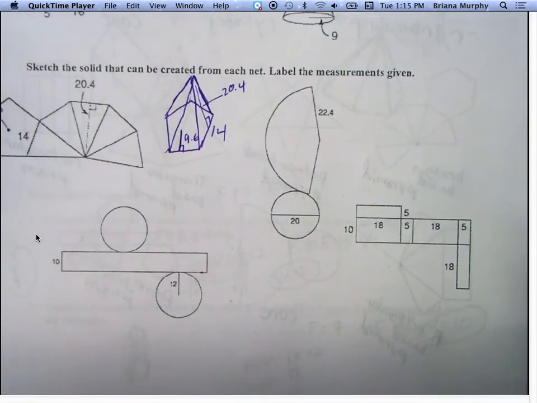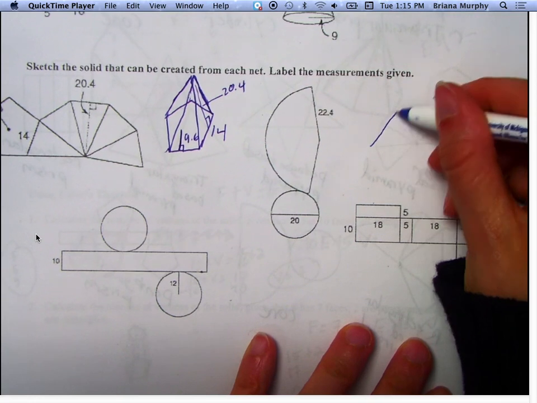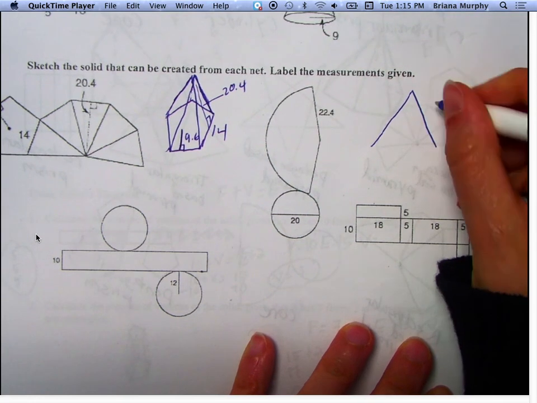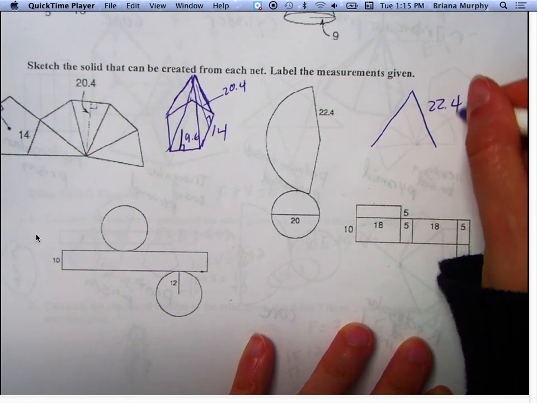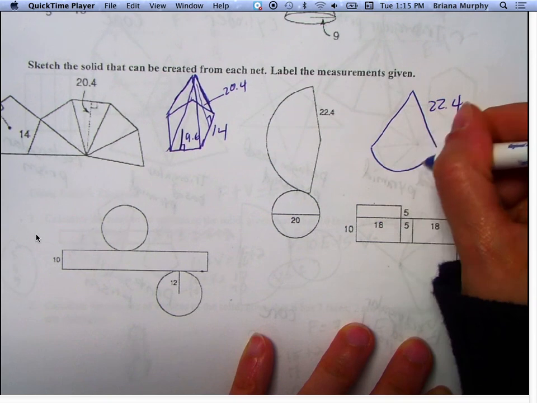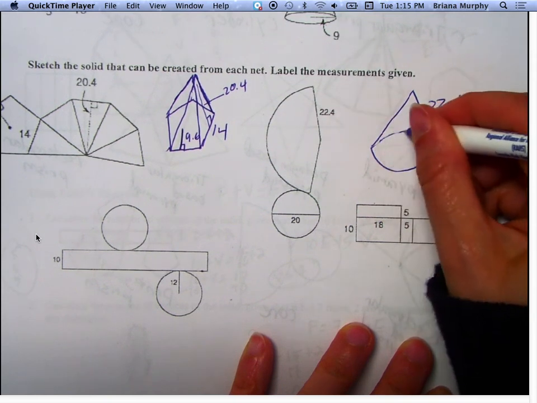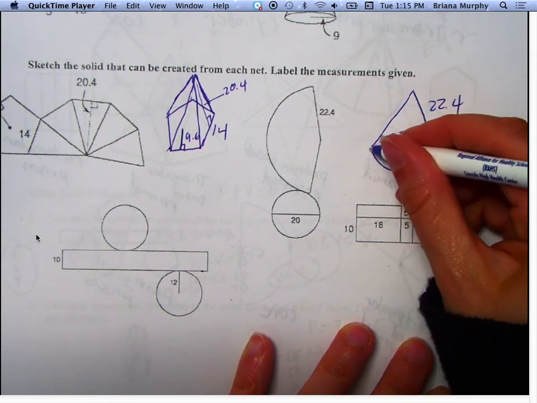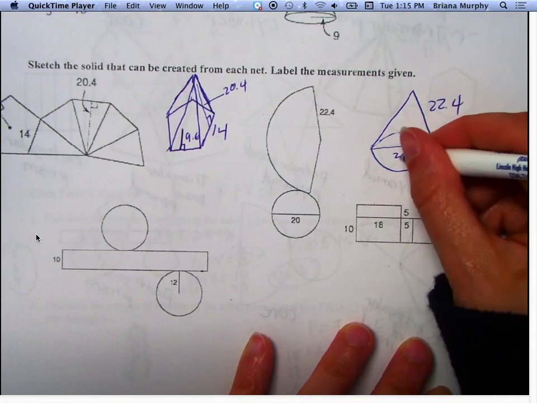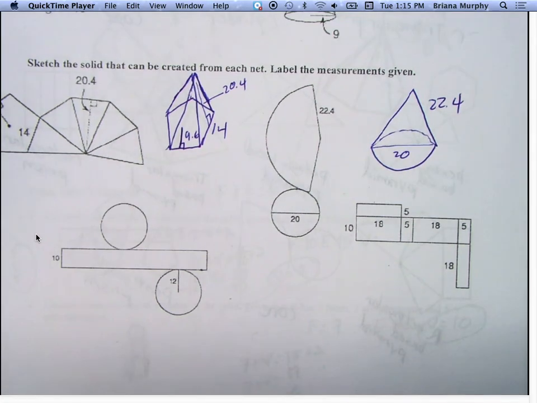And if I'm going to do it for a cone, we know the slant height is 22.4. I draw a circle at the bottom, and then I draw a dotted circle to show it's behind. It is a diameter of 20. Does this make sense? Yes. Okay, so you are going to now do your homework for the rest of the hour.